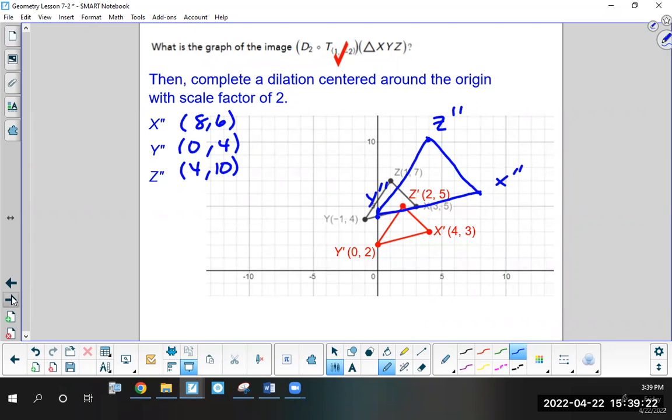So my original in black and my one in blue, they're similar, but they are not congruent. This is not a congruent transformation. It is a similar transformation. When you hear congruent transformation, that's the same thing as when we're talking about rigid motion.